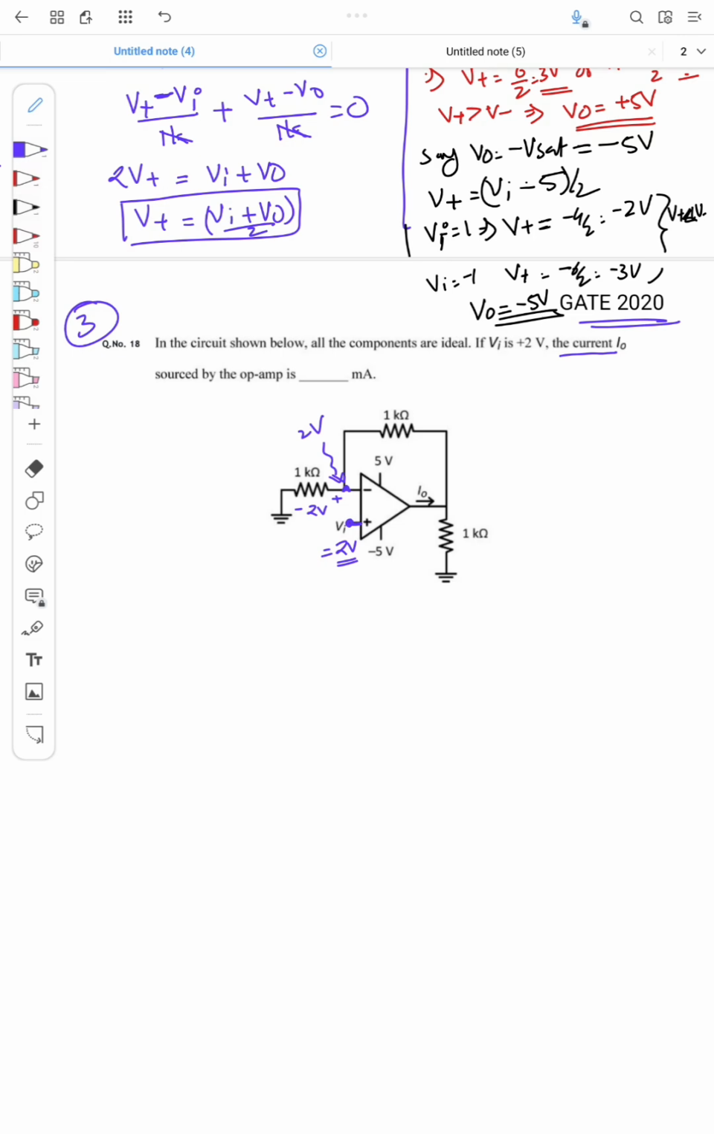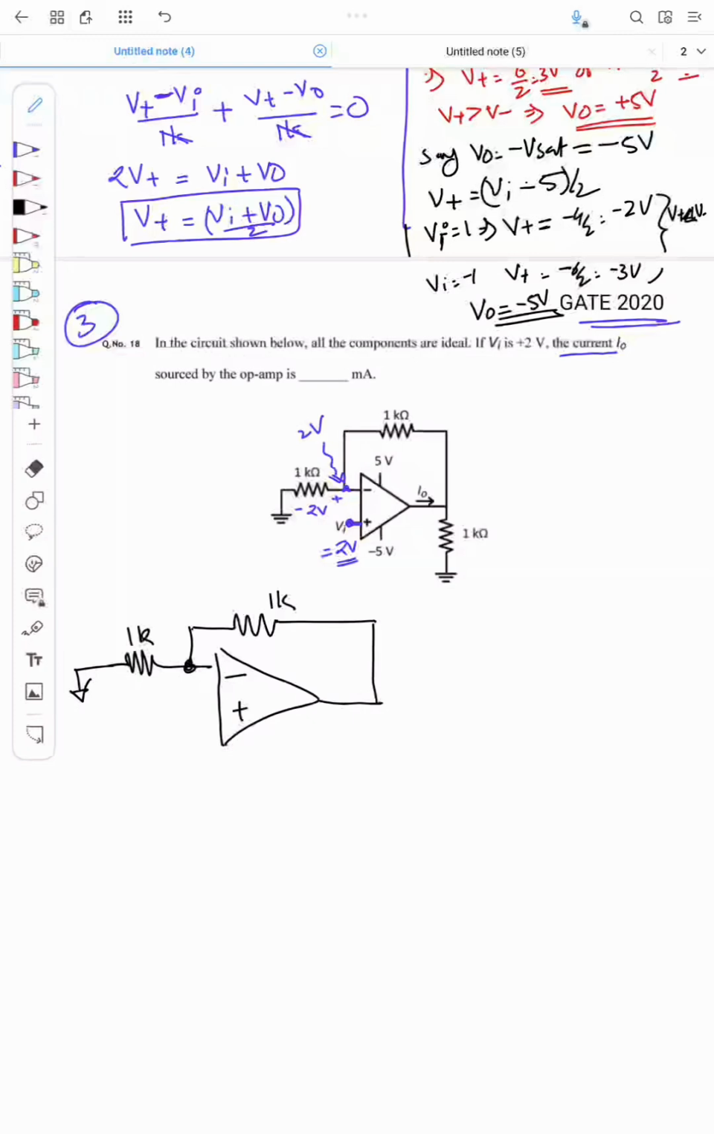So let me draw here again. Minus, plus, there is a resistance here, 1K. This is Vi, equal to 2 volt, this is I naught, and this I will call V naught. So this is 2 volt, and there is a current flowing like this. What is this current? The voltage across 1K is 2, so 2 by 1K is equal to 2 milliamps. So 2 milliamps current is flowing through this resistance.